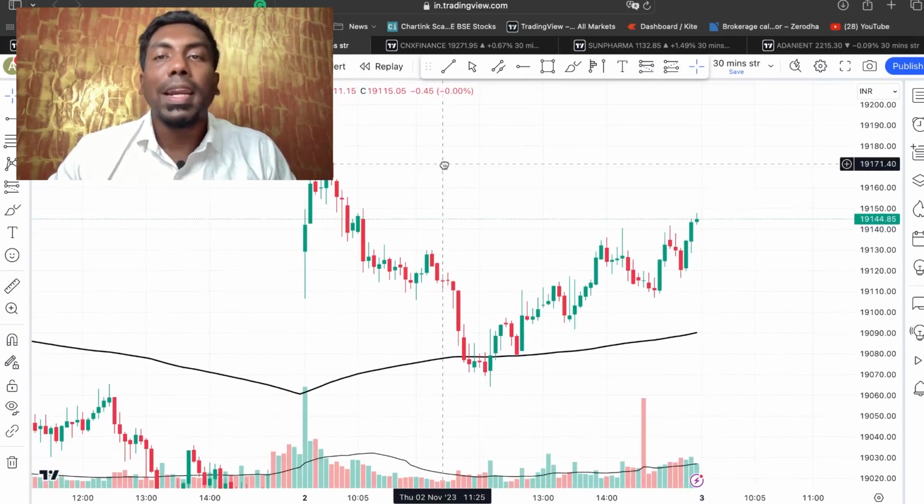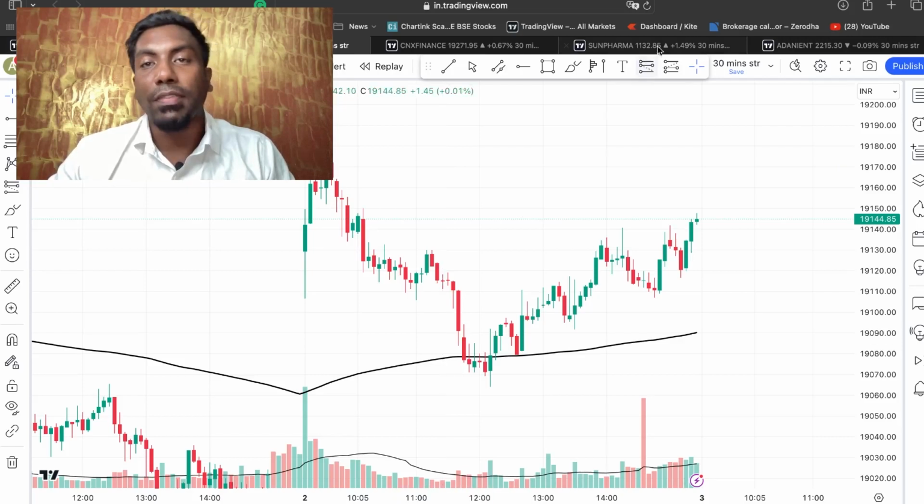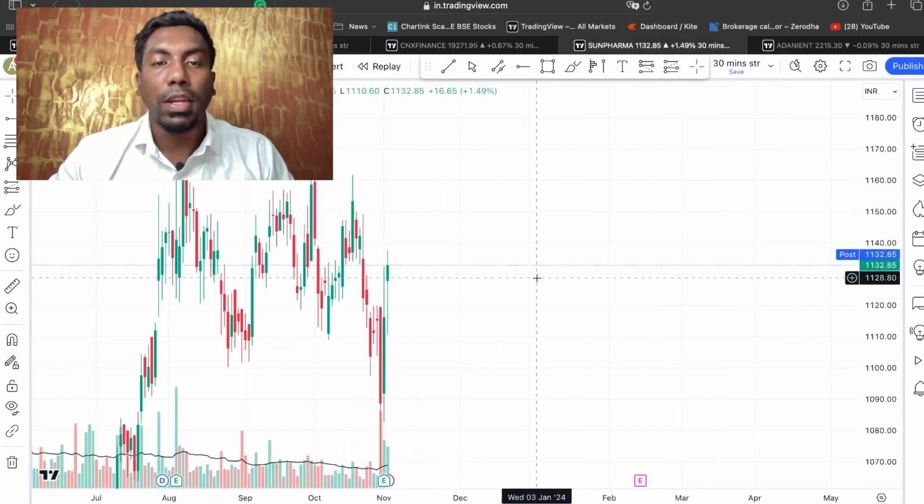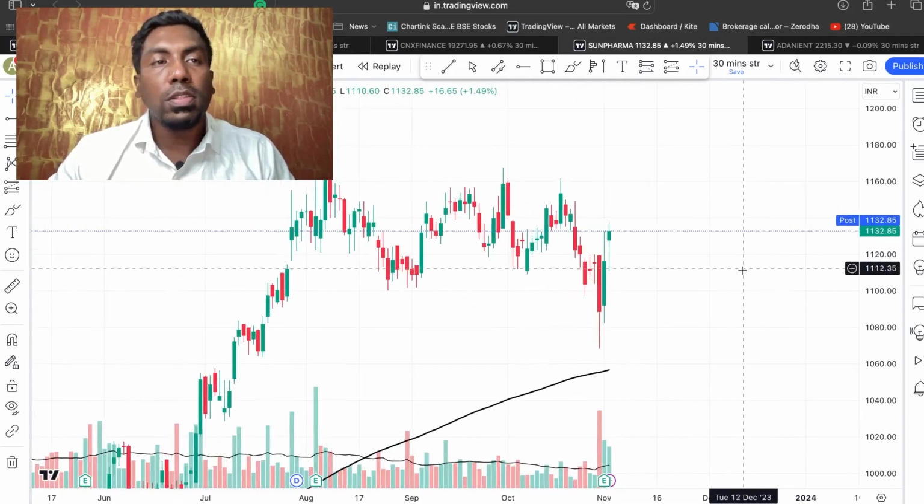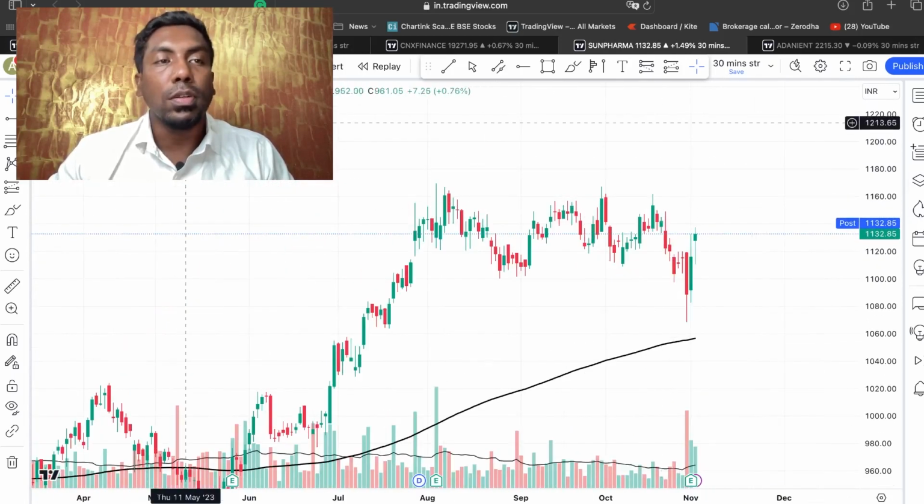But let's begin the market analysis for tomorrow and see the stocks and everything, which stocks you can buy and how you can manage your trade. So the first stock I have for you is Sun Pharmaceutical.